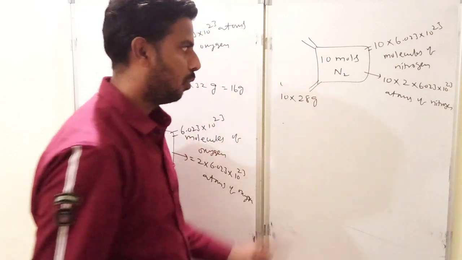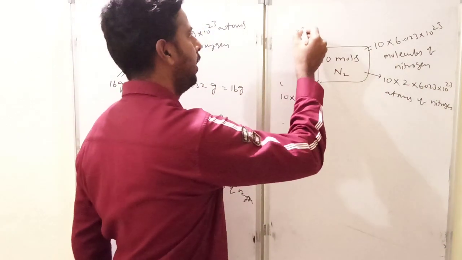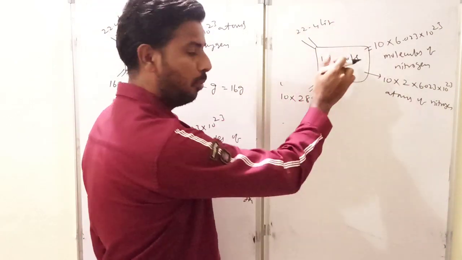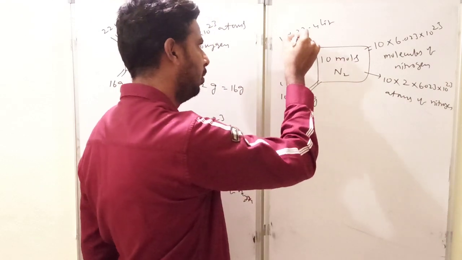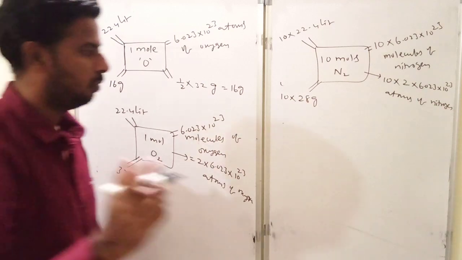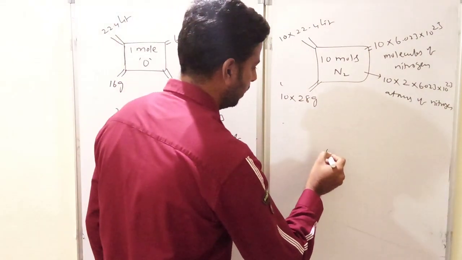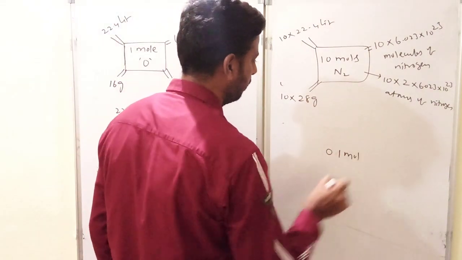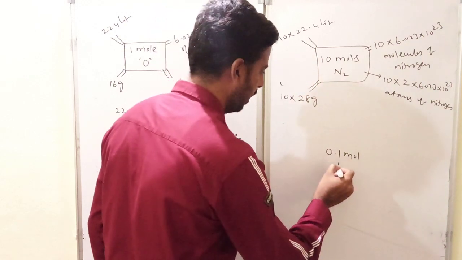Now, 1 mole of any gas equals 22.4 liters. But here how many moles are given? 10 moles. That is 10 × 22.4 liters. Is it clear? We shall do one more example. Suppose 0.1 mole hydrogen.